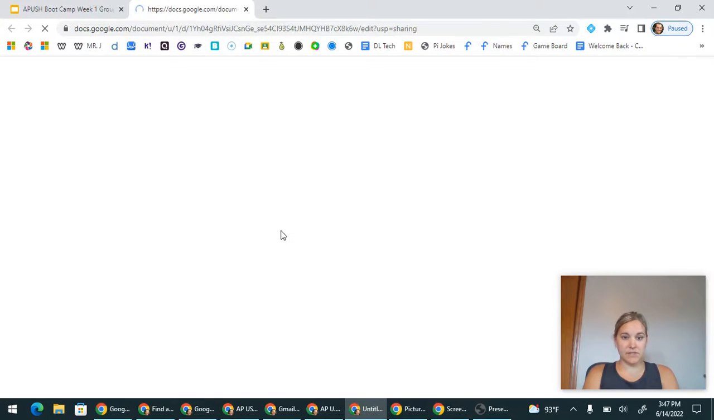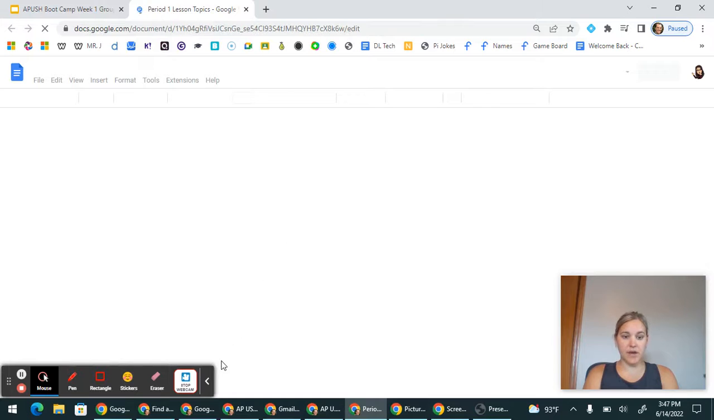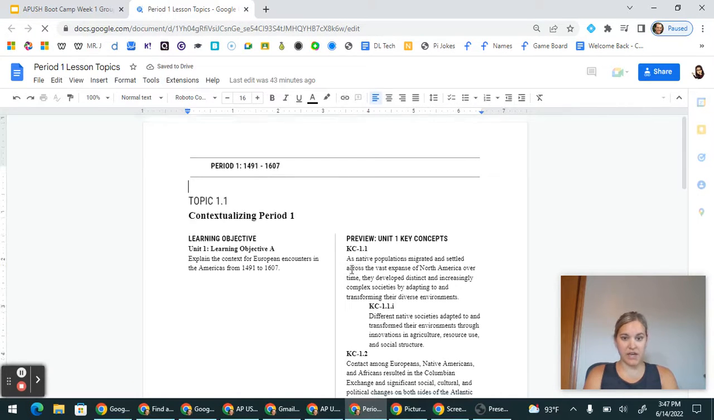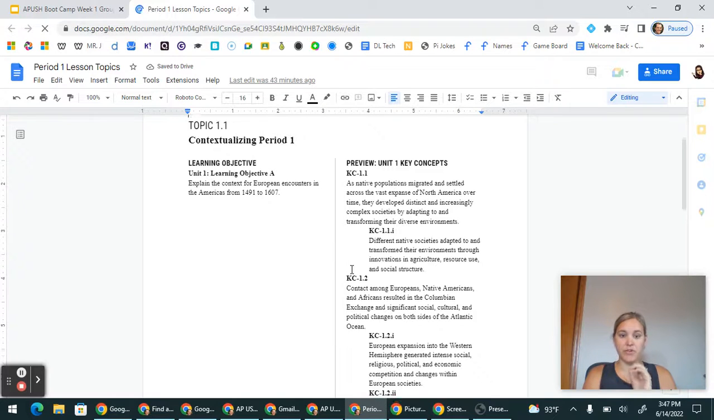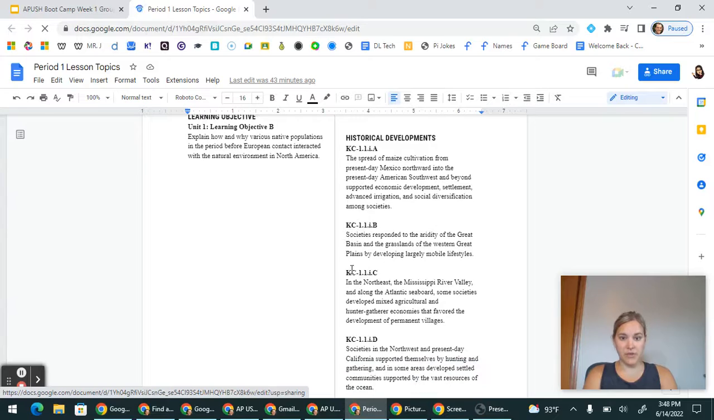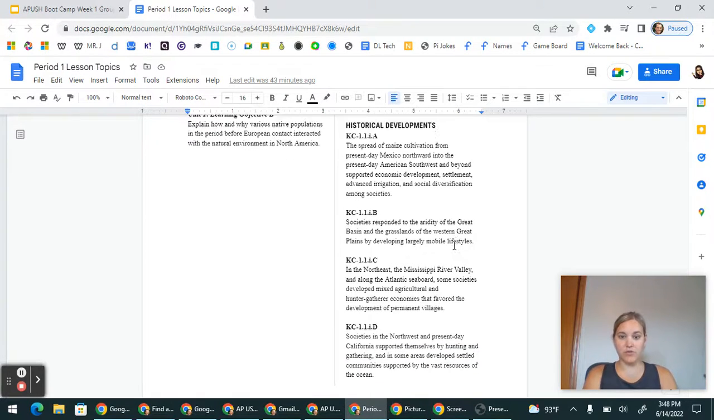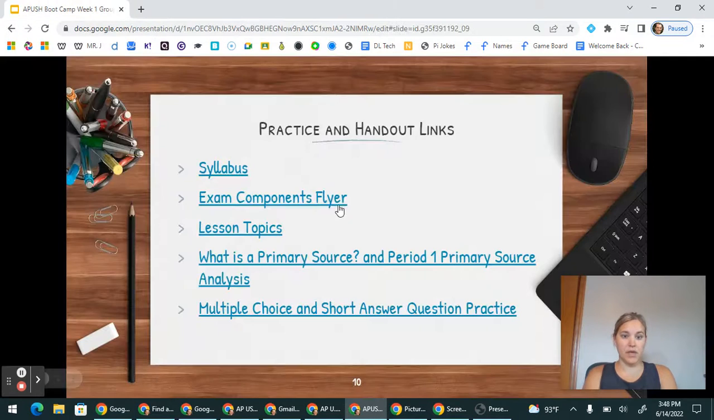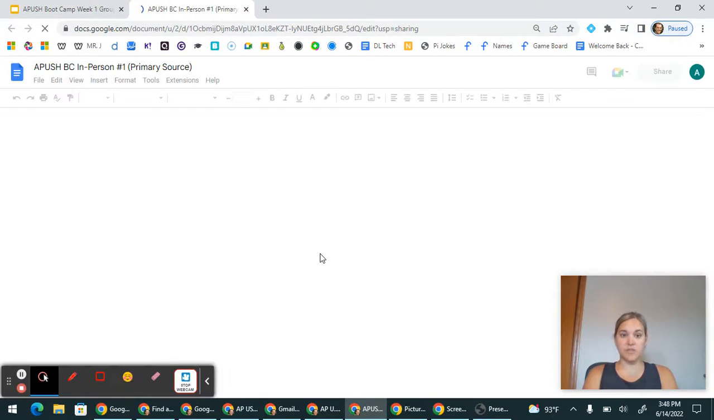Lesson topics. This week we're focusing on the APUSH curriculum topic 1.1, which is an overall period 1 or unit 1 summary, and topic 1.2. This is the specifics about what you should have been learning in the reading this week. And finally, these are the tasks that we are going to be using for practice.